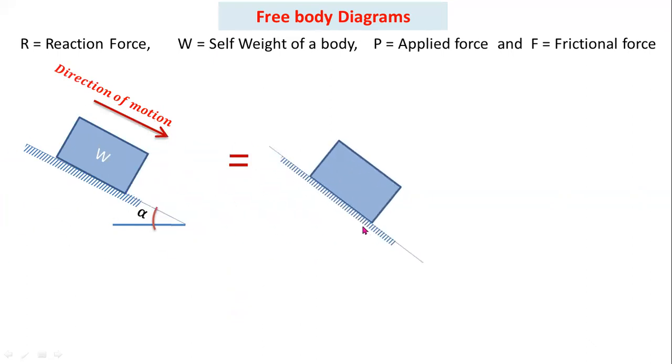Here self weight W always acts vertically. This is the self weight, and this is the normal reaction. Already we know that normal reaction makes an angle of 90 degrees with respect to the support. This is the inclined support, so this reaction force makes an angle of 90 degrees with respect to the inclined support.